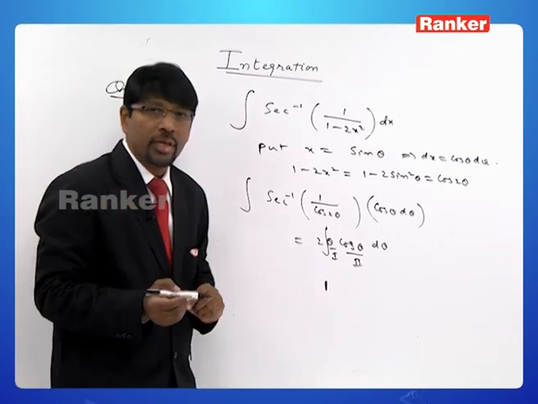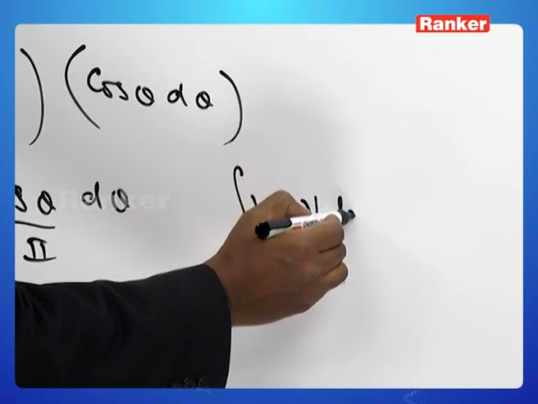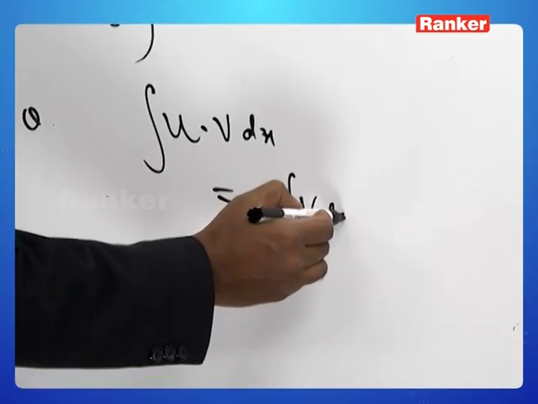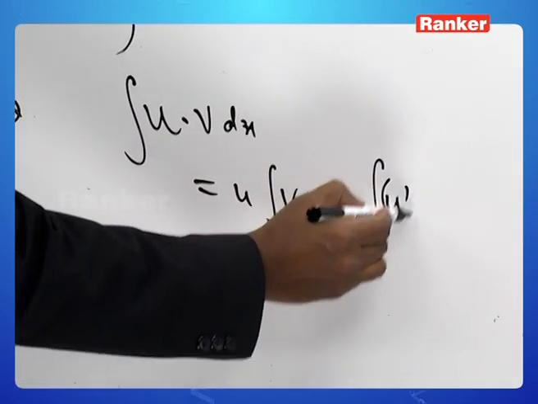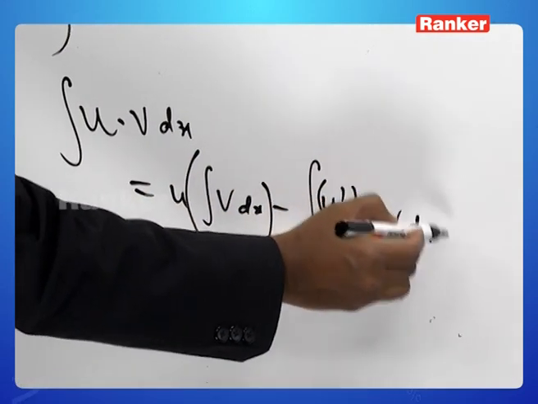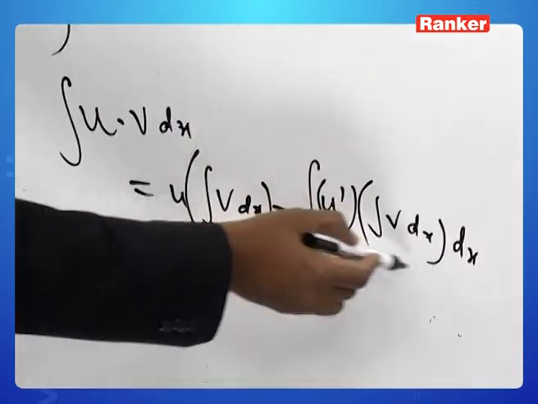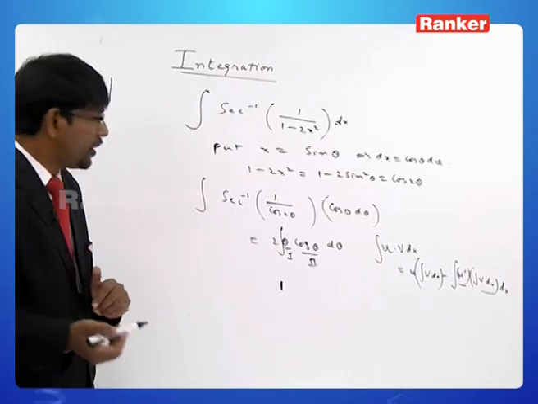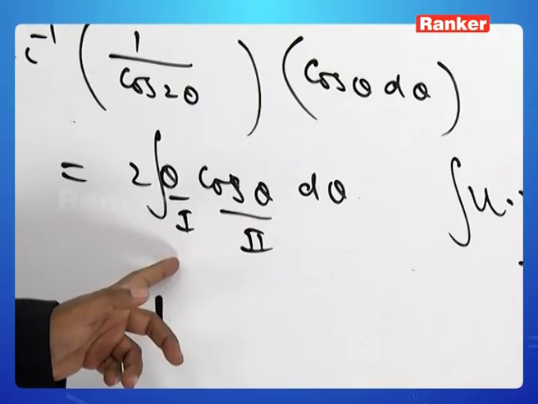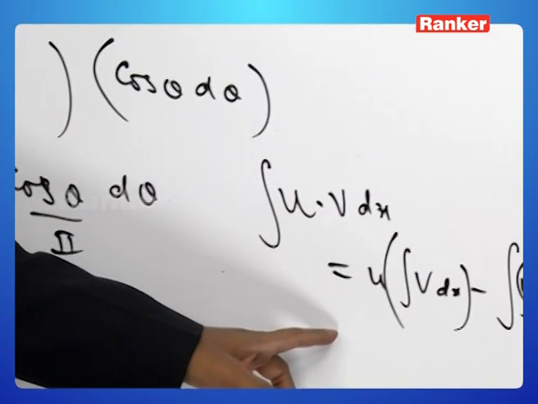What is the integral of u into v? We recall the formula: integral of uv dx is u into integral v dx minus u dash, that is the derivative of u, into the integral, whatever you got here, again copy it, multiplied with dx. Now this again is a product of two functions. Again we will have to apply this rule until this gets simplified. We generally take that function which on differentiation becomes simplified as the function u.